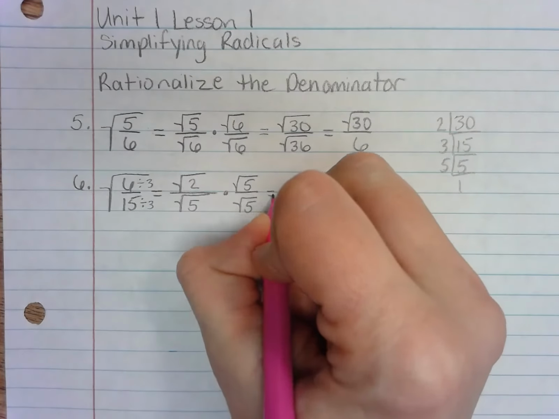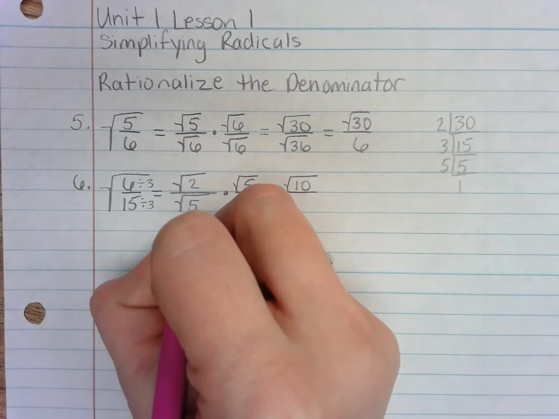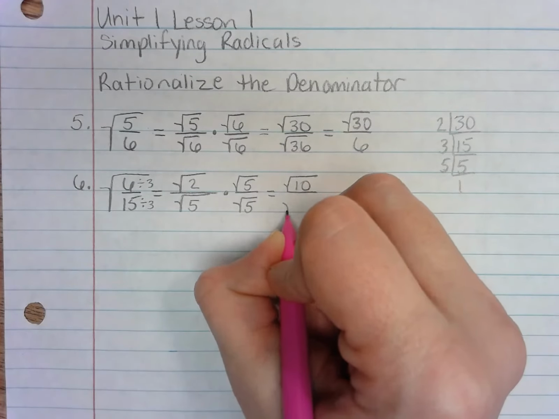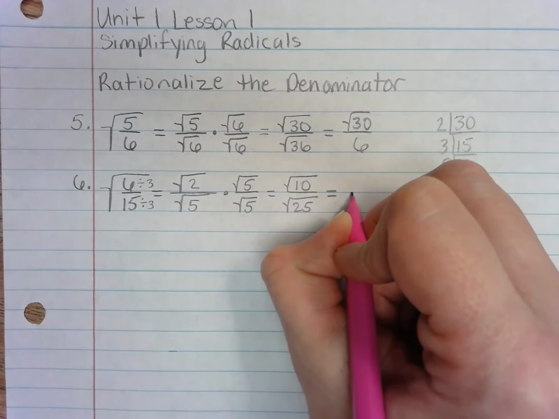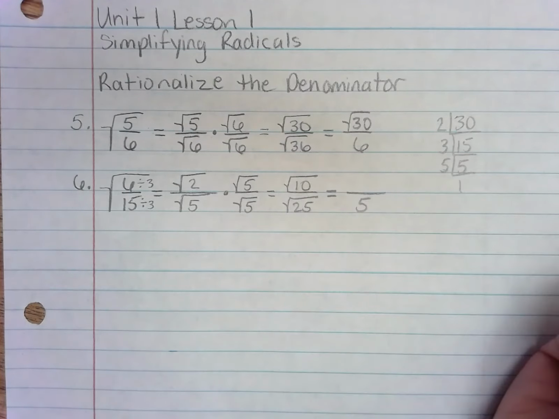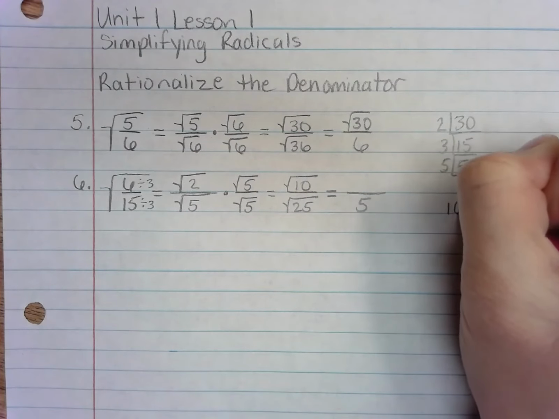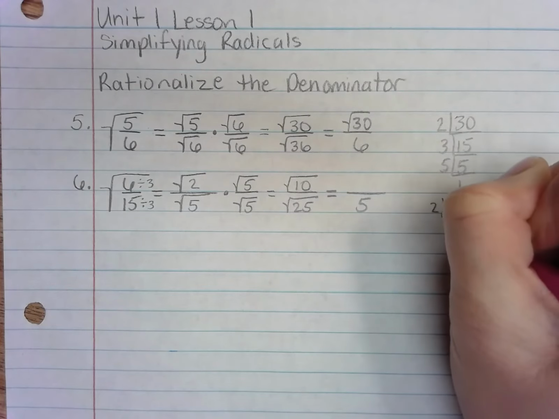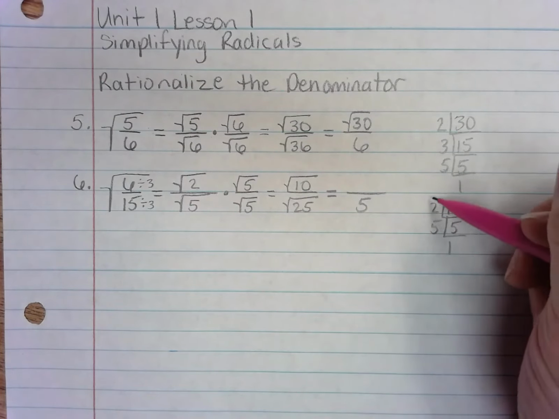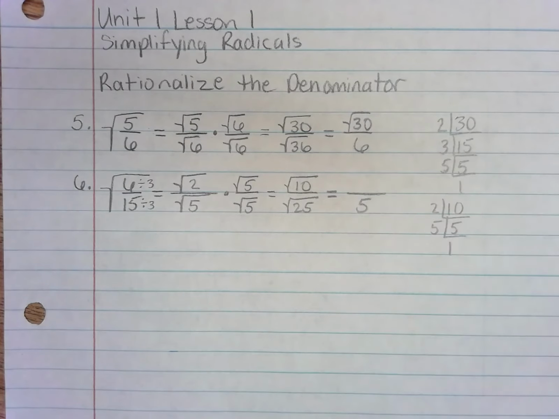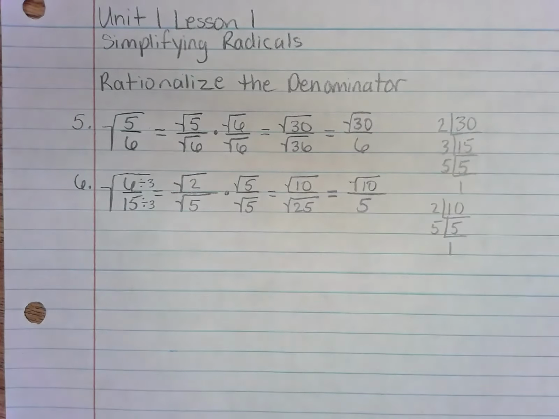So in the numerator, 2 times 5 is 10, so we get the square root of 10 over the denominator, which is 5 times 5, which is 25. The square root of 25 is a perfect square, so that gives us 5. The square root of 10, we'll need to do our prime factorization, so 2 can go into 10, gives us a 5. 5 can go into itself and gives us a 1. Notice we have no pairs of like factors here, so the square root of 10 will stay in the numerator.